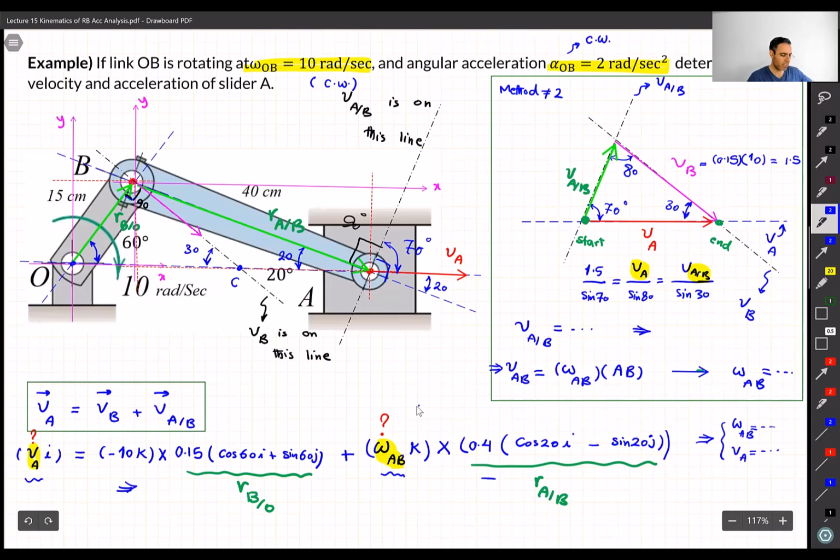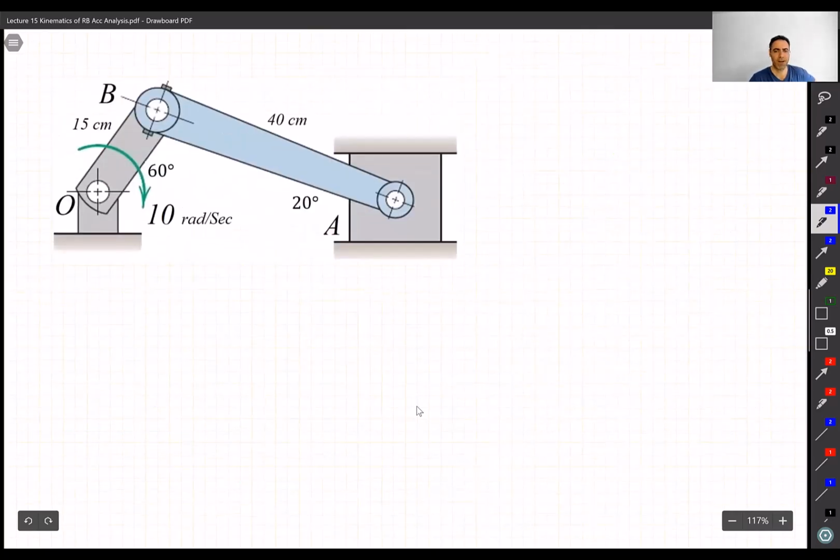Let's do the acceleration together. All right, and hopefully there is no question. It seems you are quiet, and okay.